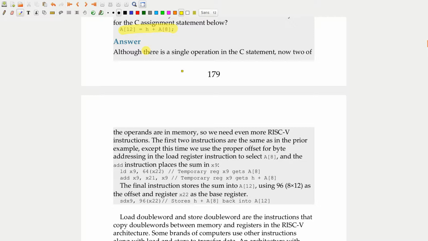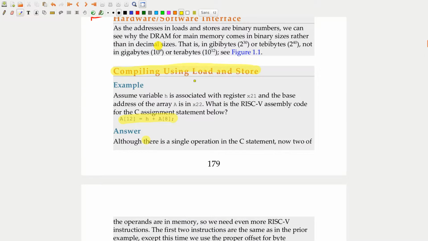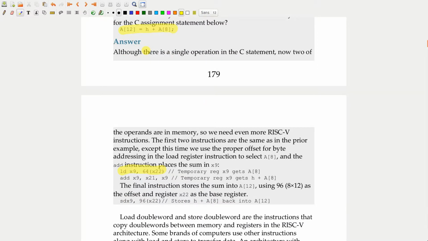So let's move forward. What they have to do first is load that value, A of 8, and they define here how they're getting this information. So this 64 comes from the fact that they're loading double words, right? So they need an address that's 64 bytes away.